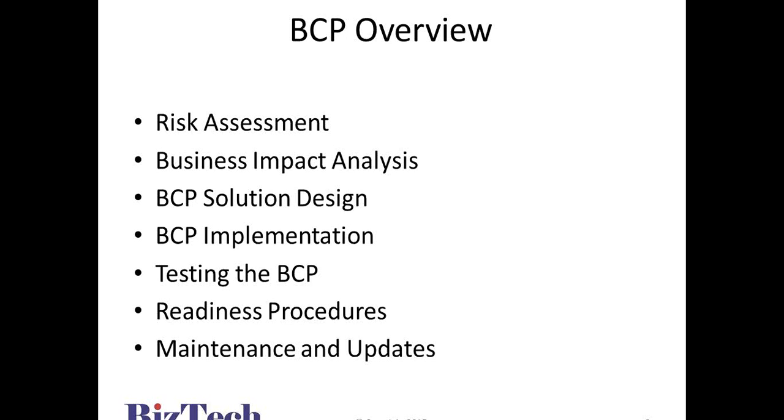So risk assessment, next is the business impact analysis, where you're seeing what is the impact of the different business units should a disaster happen. Then you create a solution design, do an implementation, and then it's very important to test the BCP and make adjustments as needed. Then form readiness procedures, preparing the staff and doing tabletop exercises or other simulated business continuity scenarios, and then doing the maintenance and updates on an ongoing basis. So that's kind of the life cycle of the BCP.